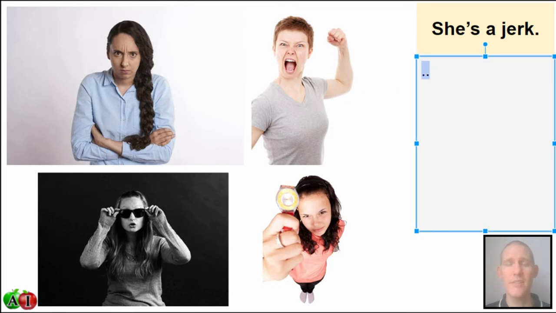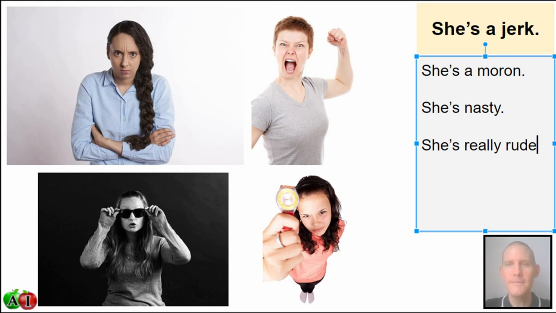Okay, here are other ways to say she's a jerk. Similar ways, all right? You say she's a moron. She's nasty. She's really rude. She has no manners, right? In this situation, jerk, Janet must have a history with this lady. Maybe it's her former boss or current boss, or the lady has, I don't know, done something to Janet which makes Janet not like her. So when the lady got robbed, she didn't care. She was more focused on the good-looking robber.